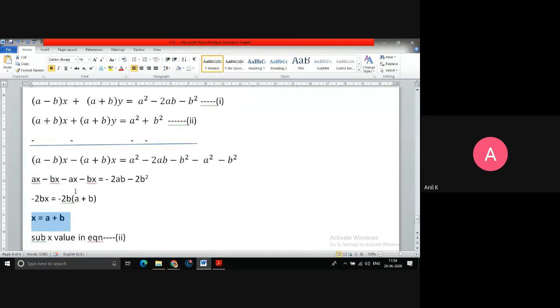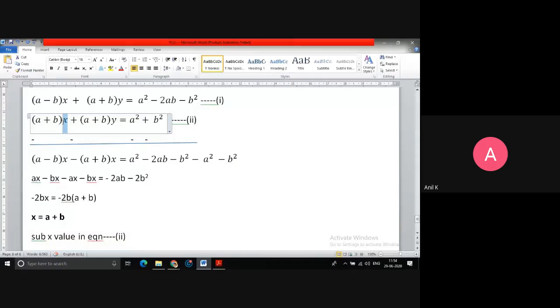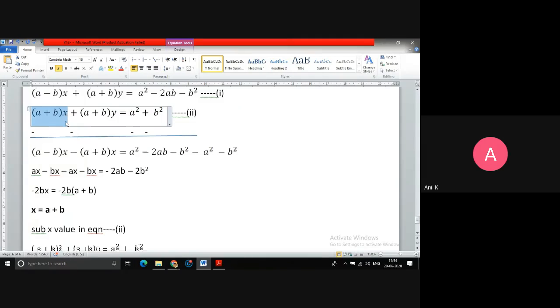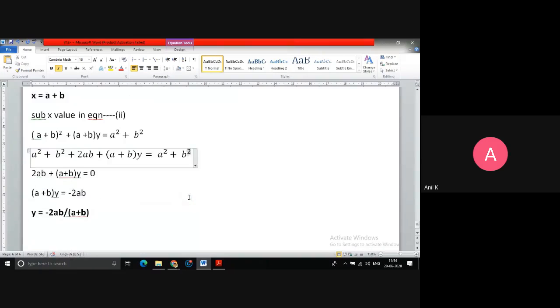Now substitute this x value in either equation 1 or equation 2. I substituted in equation number 2. If I put the x value as a plus b here, you already have one (a plus b) multiplied with x value a plus b, so it is going to be (a plus b) whole square. So here I put (a plus b) whole square, and whatever the other terms in equation 2, I kept as they are. Now the (a plus b) whole square identity, I think everybody knows: a square plus b square plus 2ab, then (a plus b) into y equals a square plus b square. These terms I kept as they are.